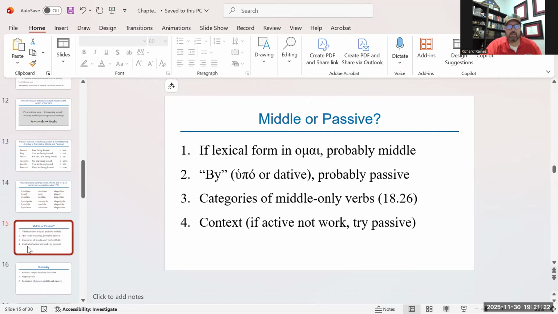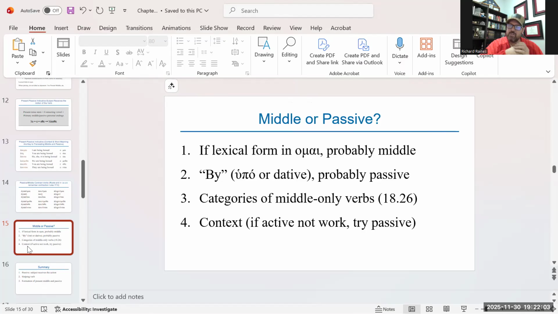Here's just some hints that might help you with translation. If the lexical form is oh my, in other words, if you memorized the vocabulary word as oh my, like erkomai, then that's going to probably be middle. If there's a hupo related to the verb, or it's in the dative, it's probably passive. Just like in English, you have a helping verb, right? So that's going to be a key to being passive or not. That's why I said earlier that context is going to help you make a lot of sense out of it.